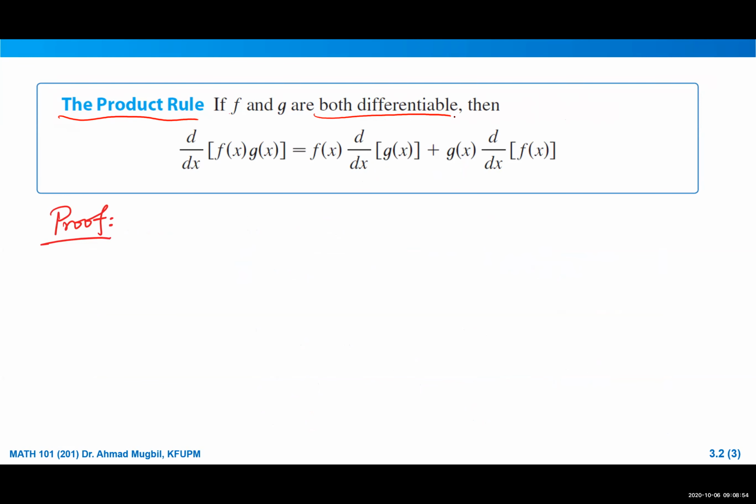Now, how to prove it? There is a proof in your book. I advise you to go and see the proof in your book. But I have an easier proof.